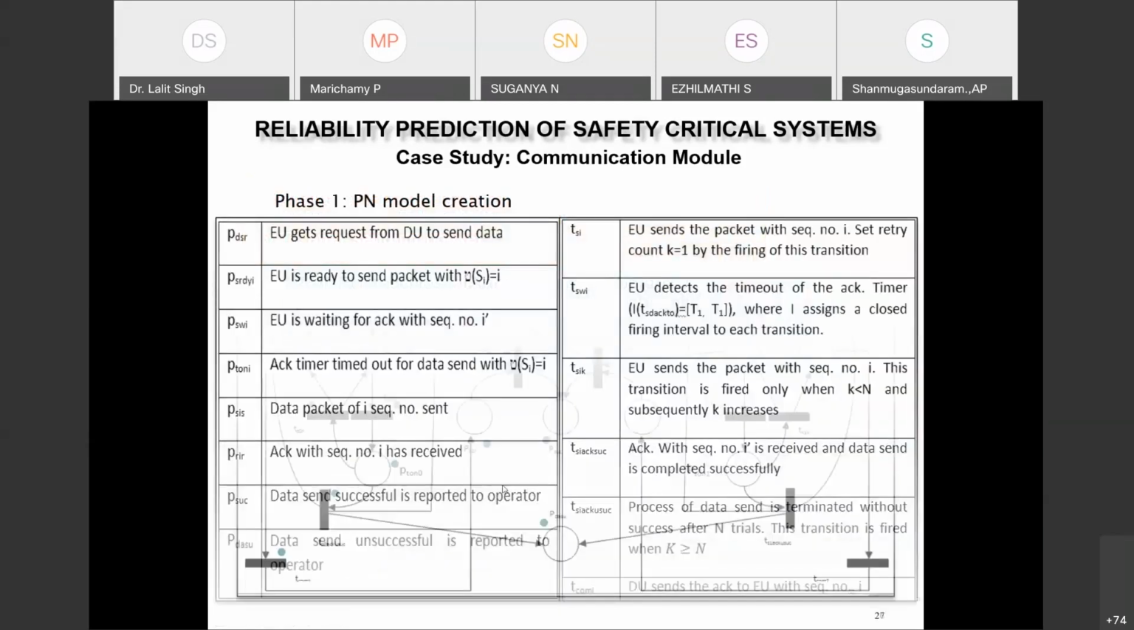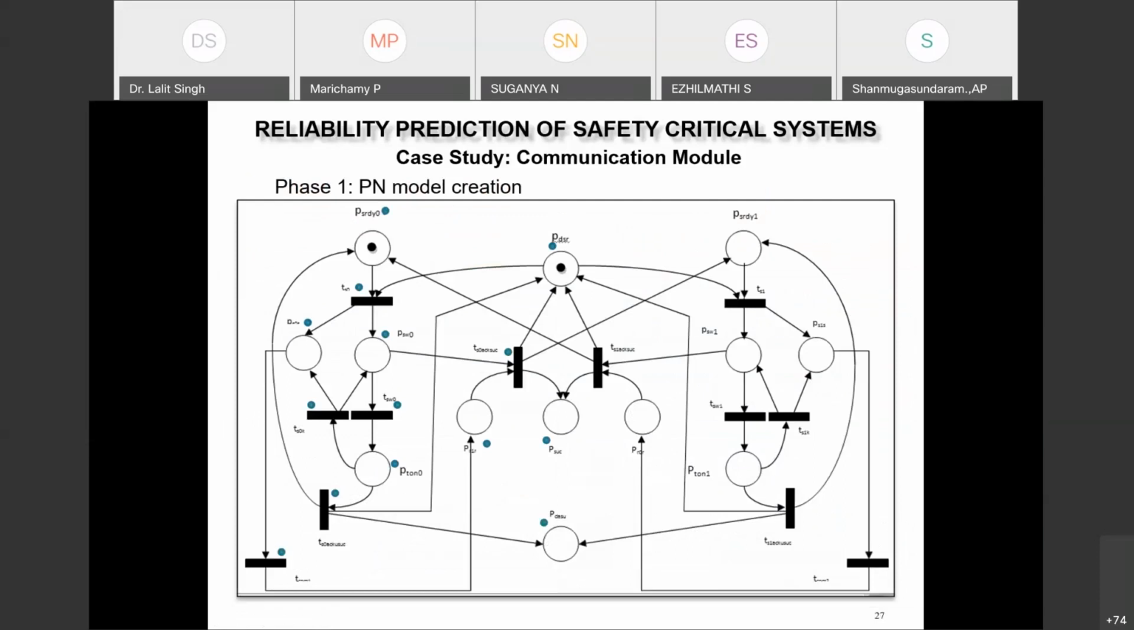Now I want to model this protocol. So this is a Petri net model. There are a couple of places. The first place, PSR0, represents that the embedded unit is ready to send the packet with the semaphore variable 0. Now this transition PS0 represents that the embedded unit has sent the packet with sequence number 0, because we have to maintain the sequence number of the packets also, and it sets the retry count equal to 1 by firing this transition.